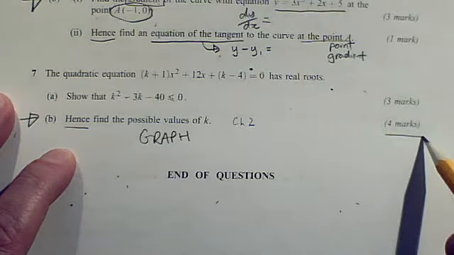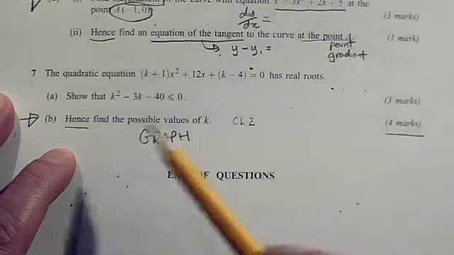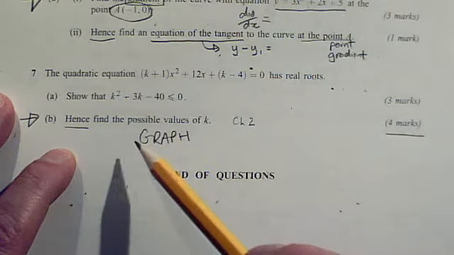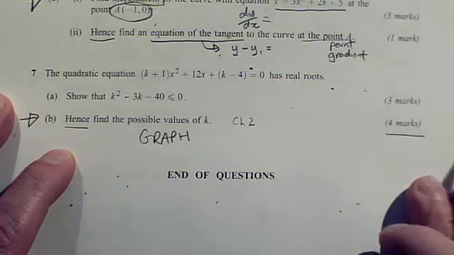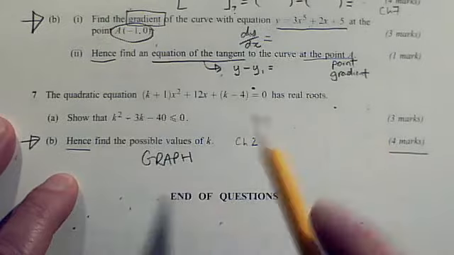and those 4 marks are really pretty easy. So the main thing on this question is if you find part A difficult, don't let it put you off doing B. But let's come back and talk about part A.